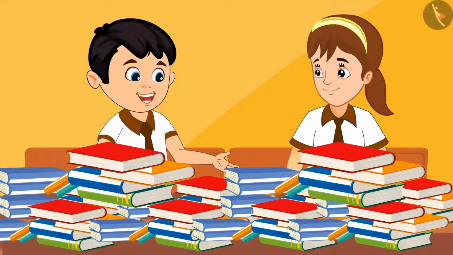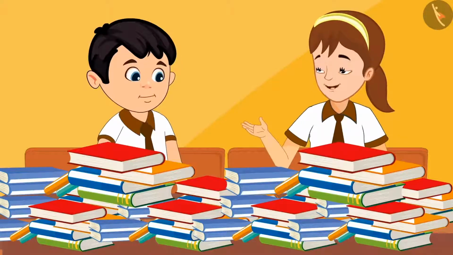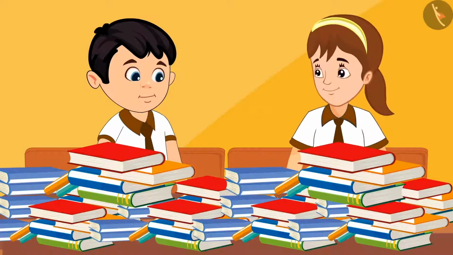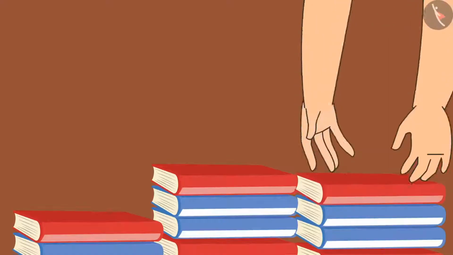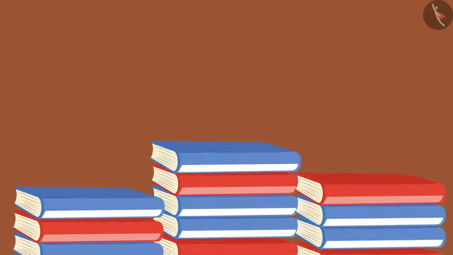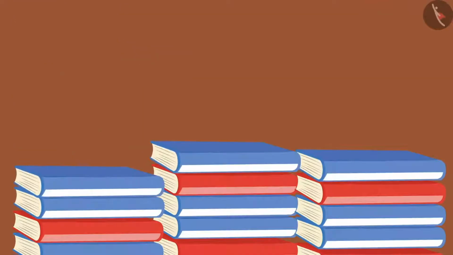Aarti, there are so many books kept here. How shall we count them? Look, Chotu, we can do one thing. We can make sets of 10 books each. This will make it very easy to count. All right. Chotu and Aarti started making sets of 10 each.